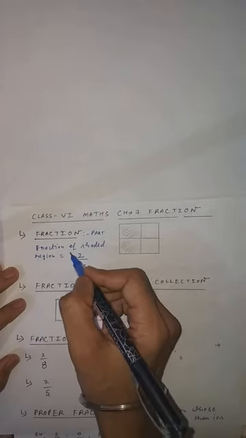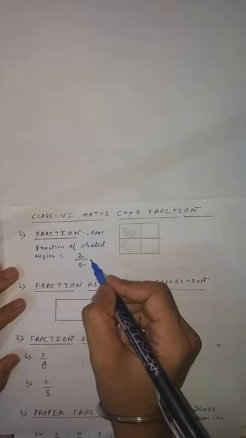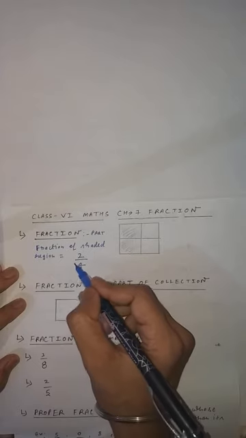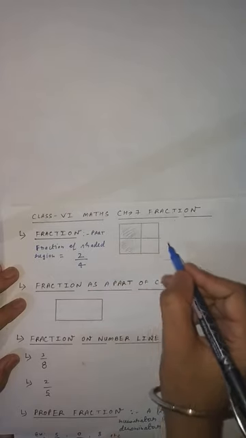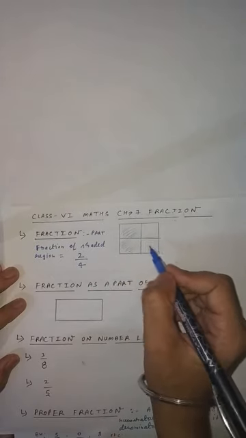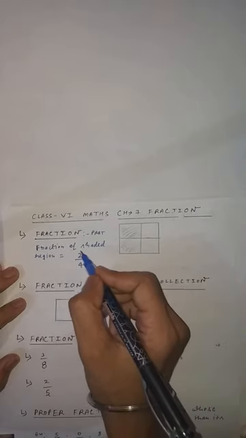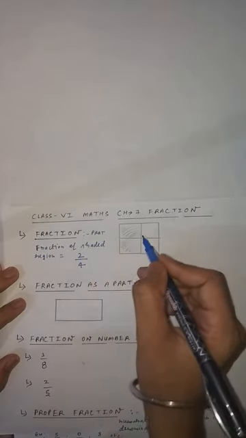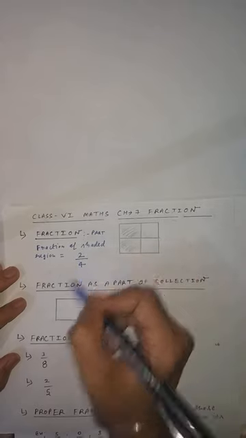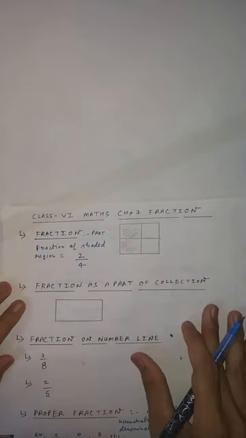So if you have to find the fraction of the shaded region, in the denominator you will write the total number of parts. So total parts: 1, 2, 3, 4 parts. Now how many shaded regions? 2 shaded regions, 1 and 2. We will write 2 in the numerator. Clear, students? So this is your fraction.